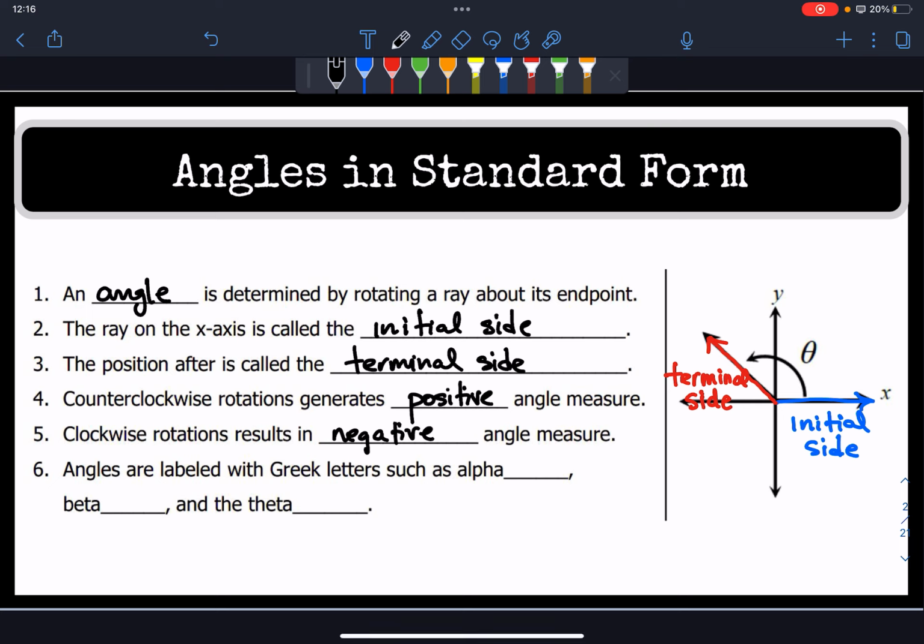Now, angles are usually labeled with Greek letters such as alpha, which looks like this. Okay, kind of looks like a little fish there. We'll try to do a better job. There we go. The letter beta, which actually looks like a letter B. And then the letter theta, which is a circle just with a line through it. Like this symbol right there. That's the symbol theta. This is the most common one used, again, when describing an angle.